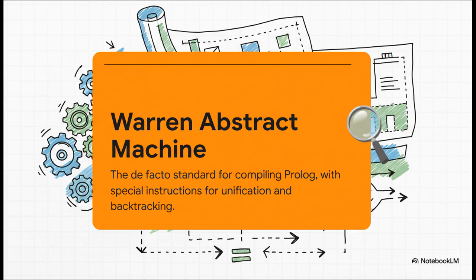Take the Warren Abstract Machine, or the WAM. This thing is a custom-built engine designed for one purpose, to run logic programming languages like Prolog and run them fast. So instead of generic instructions, its whole design is built around the weird things Prolog does, like unification, which is a fancy way of matching patterns, and backtracking, which is how logic programs cleverly search for answers by trying a path and backing up if it doesn't work out.